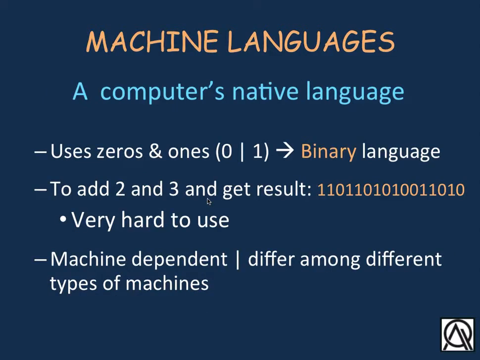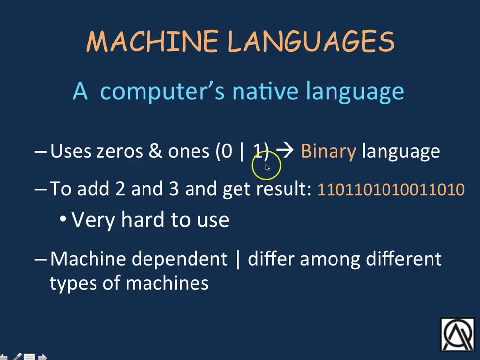Now let's see what we mean by machine language. This is the computer's native language. It is the main language of a computer, and this language uses zeros and ones. So the digit 0 and the digit 1, and this is why it is called the binary language. Binary means two things. As you can see, there are two digits, the 0 and the 1.